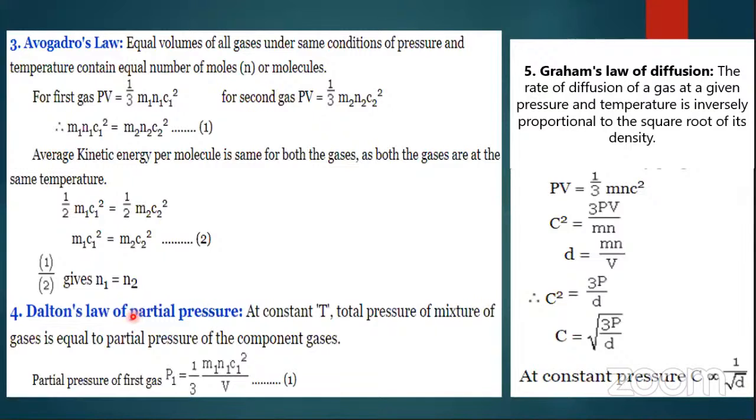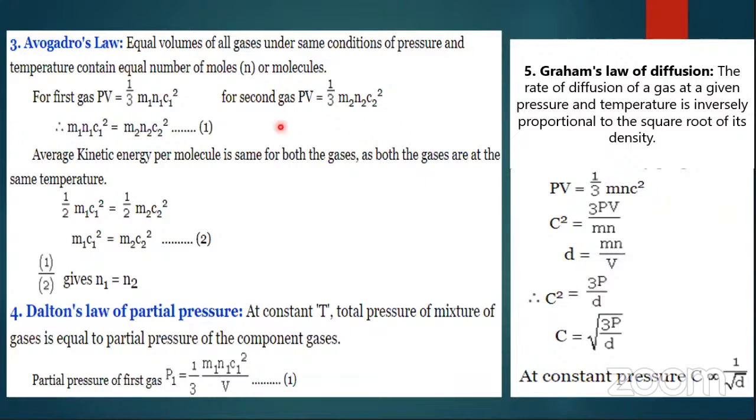So Avogadro's law is also deduced in the same manner. So here for first gas, PV is equal to 1 by 3 m1 n1 c1 square is taken. So what is Avogadro's law? In Avogadro's law, P and V are constant. Oh, no, no. P is constant. Equal volumes of all gases contain the same number of moles. So equal volumes are taken. So PV is equal to 1 by 3 m1 n1 c1 square.